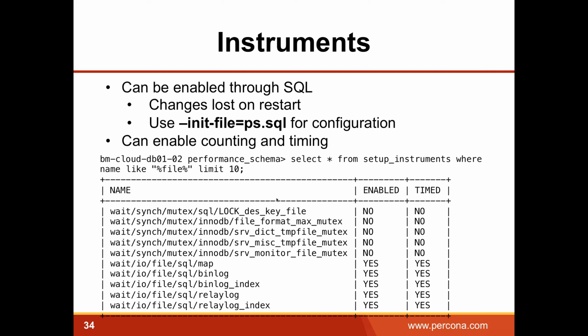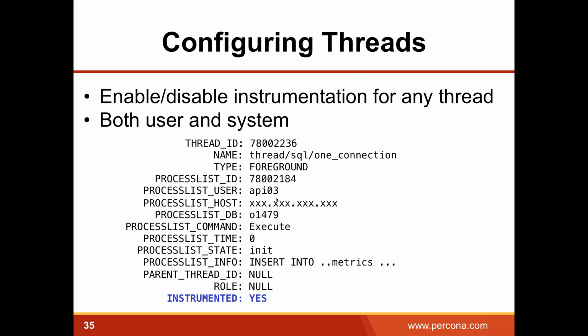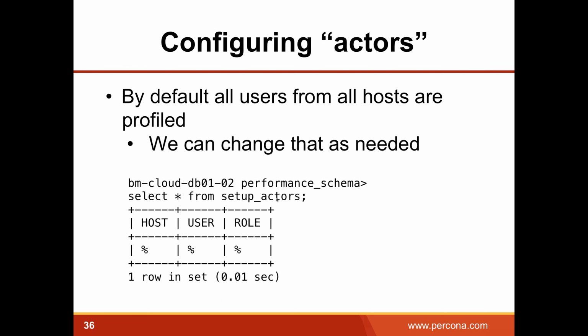And then you can also configure your performance schema per thread. So if you, for example, want to configure a specific thread to record more information, or you can disable some instrumentation for any specific thread you're not interested in, then you can do it as well. And next, you can configure actors. By default, all users from all hosts are profiled, but you can change that, and you can specify a specific host or specific user or even role to be profiled or not profiled. For example, if you want to profile a particular user, or a particular web server, for example a developer web server, you can do it as well.